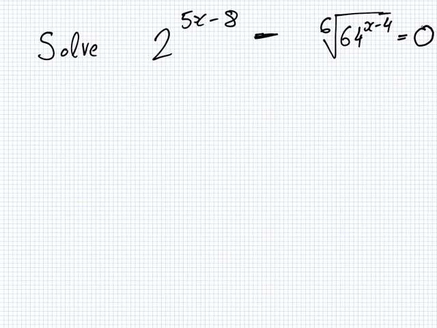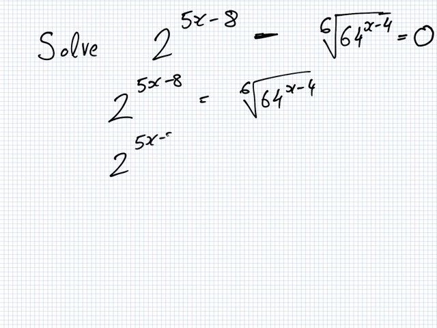Yeah? Okay, so this one was a little bit harder, but the same idea. 2 to the power 5x minus 8 equals the 6th root of 64 to the x minus 4. What's different this time though? Power 6, yeah. So I get 2 to the 5x minus 8, to the power 6, equals 64 to the x minus 4, to the power 6. With the 6th root, sorry.